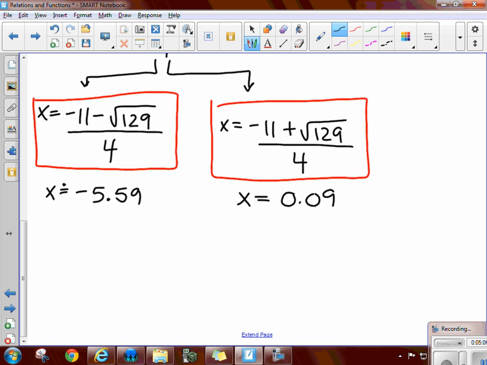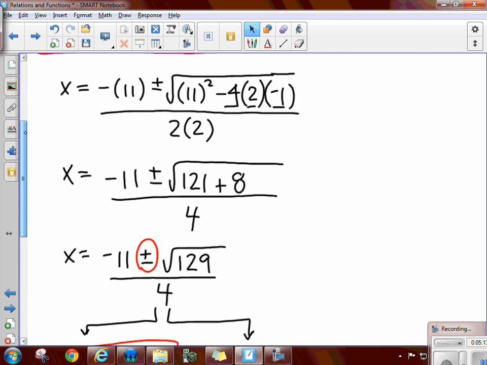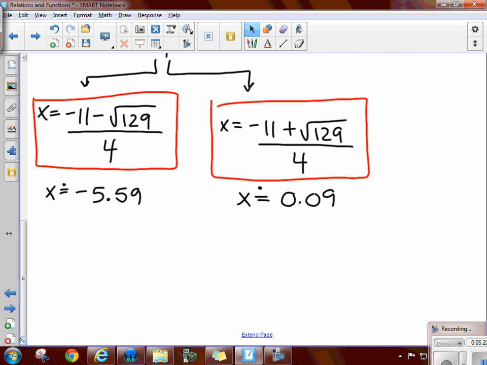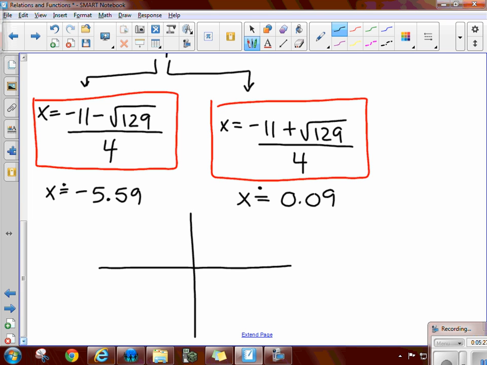So if we were to consider this quadratic parabola way back at the beginning, we could see that there is a positive leading coefficient right here. So we know that this quadratic is opening up, and it has x-intercepts at approximately these places. So if I needed to sketch it, I could say, well, one x-intercept is somewhere over here at negative 5.59. We have another x-intercept somewhere around here, which is 0.09.